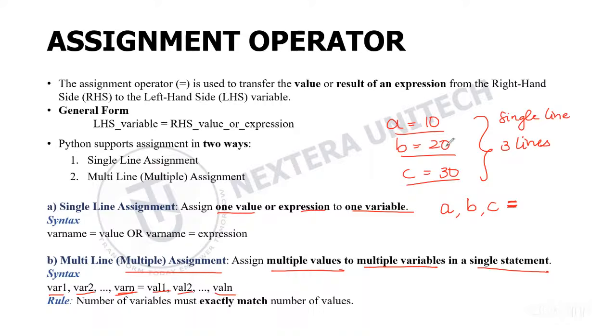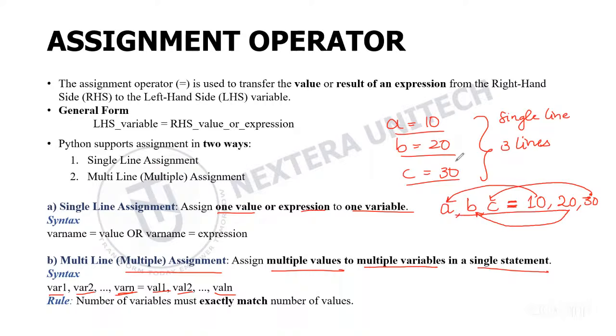So here I want to assign a equals 10, so 10 comma 20 comma 30. These values will be assigned to your variables respectively. The first value will be assigned to the first variable, so a is assigned 10, and the second value will be assigned to the second variable, which is b, so b equals 20. And then the third value will be assigned to the third variable, which is c. At the end, if we execute this statement, a equals 10, b equals 20 and c equals 30 will be assigned using a single statement only.